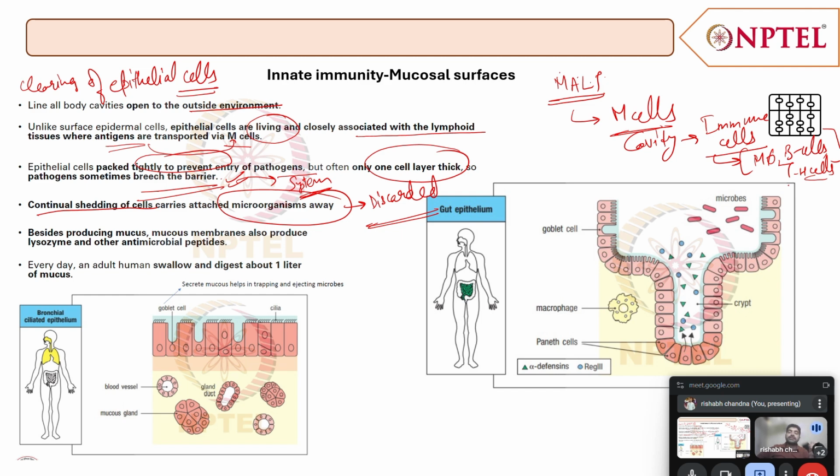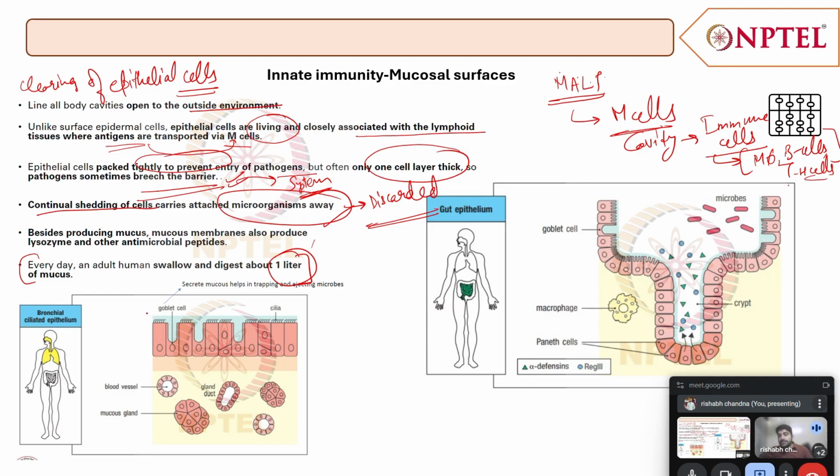Besides producing mucus, mucous membranes also produce lysozyme and other antimicrobial peptides that help in destroying different bacteria as well as different microbes that enter through air or food. Every day, an adult human swallows and digests about 1 liter of mucus. So this is produced in such an amount that around 1 liter of mucus is swallowed and digested every day.